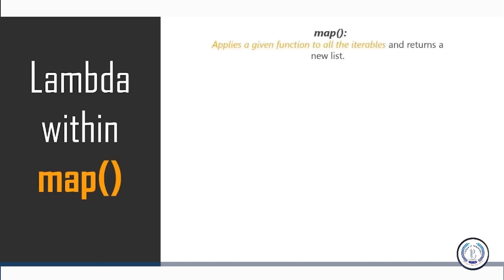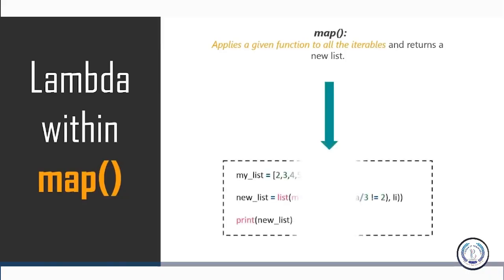function. Guys, the map function in Python is a function that applies a given function to all the iterables and returns a new list. So I hope you're understanding what exactly it does. It takes a function as the input and some iterables as well. And then it applies this function to the set of iterables that are passed and it returns a new list. So now let's get back to Jupyter and do the same.